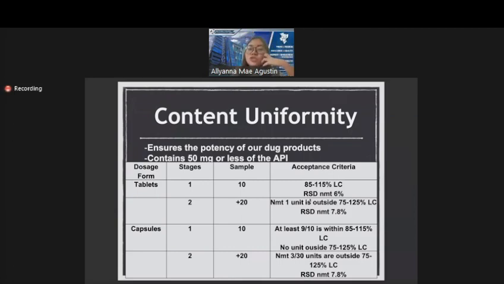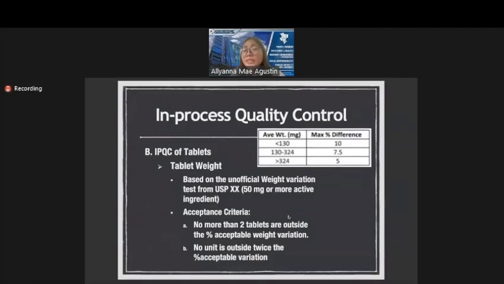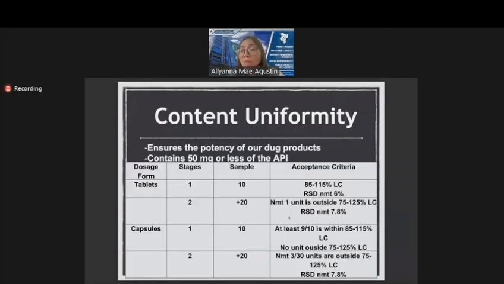It should be 85 to 115% of the labeled claim. Let's say the labeled claim is 500 nanograms. It should not go beyond 85 to 115% of the 500 nanograms. If it fails, then go to stage 2, plus 20. Then that is the acceptance criteria. So you test each one individually. In weight variation, you just weigh and check the weight, and if some are far off... Here, you check the exact content. That's why it's content uniformity.